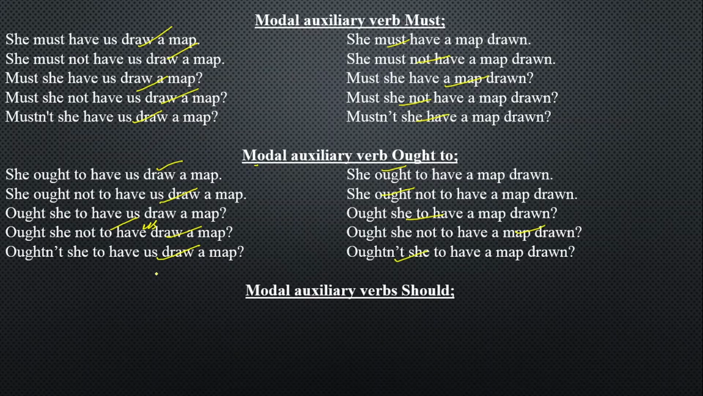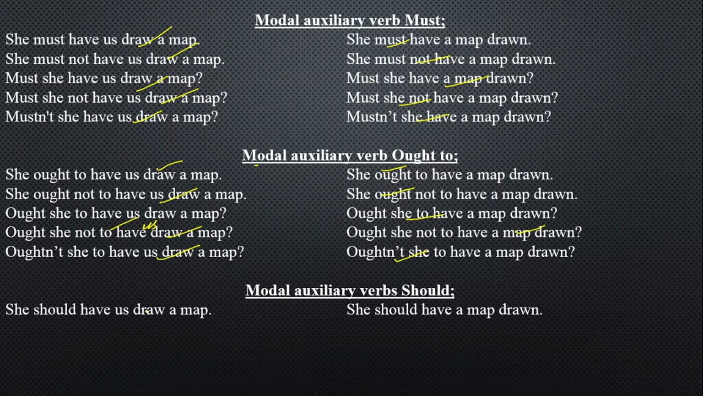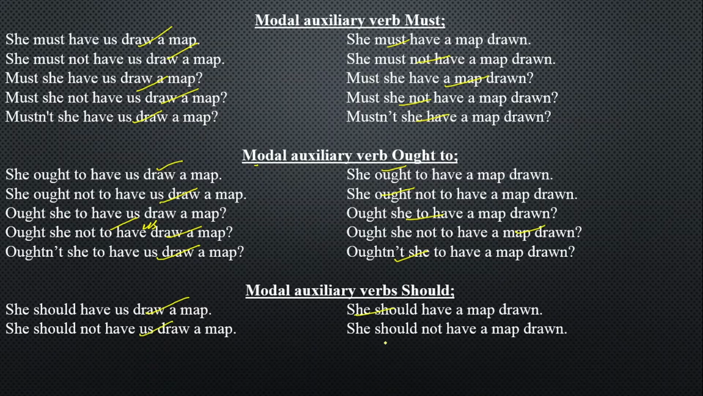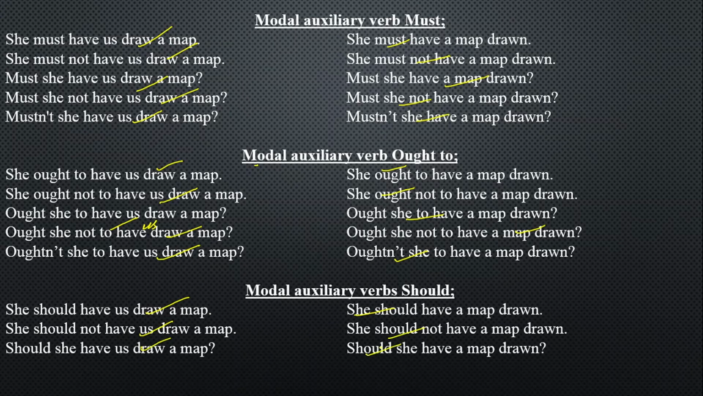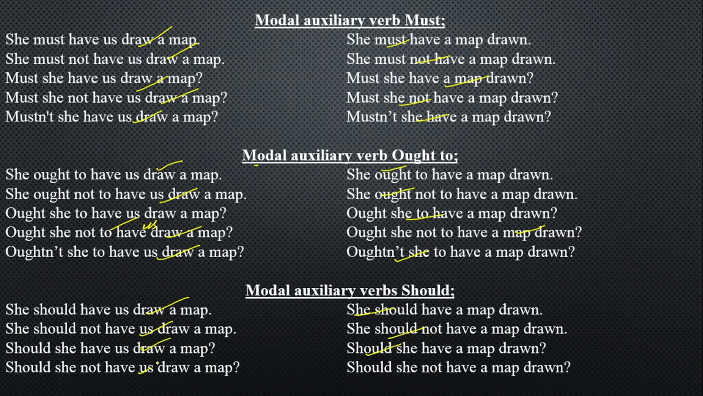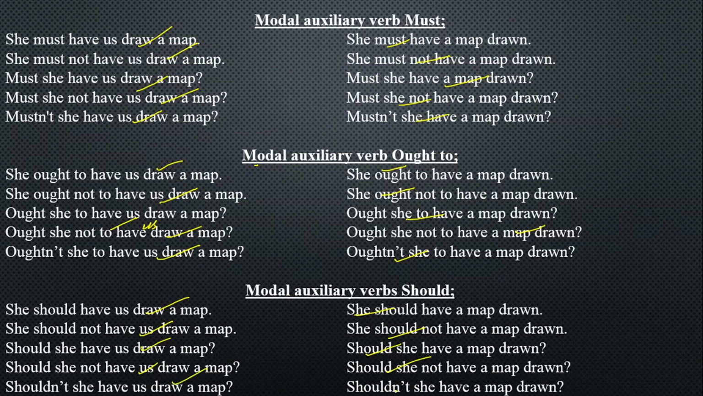And next is should. She should have us draw a map. She should have a map drawn. She should not have us draw a map. She should not have a map drawn. Should she have us draw a map? Should she have a map drawn? Should she not have us draw a map? Should she not have a map drawn? Shouldn't she have us draw a map? Shouldn't she have a map drawn?